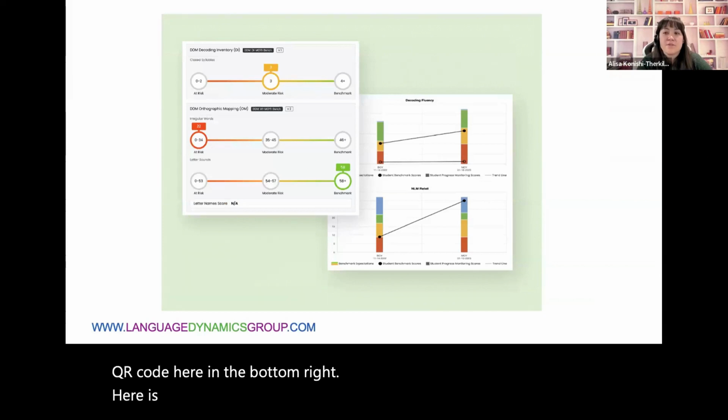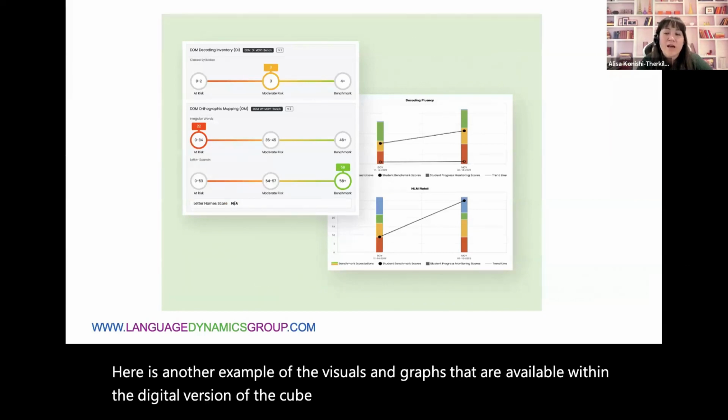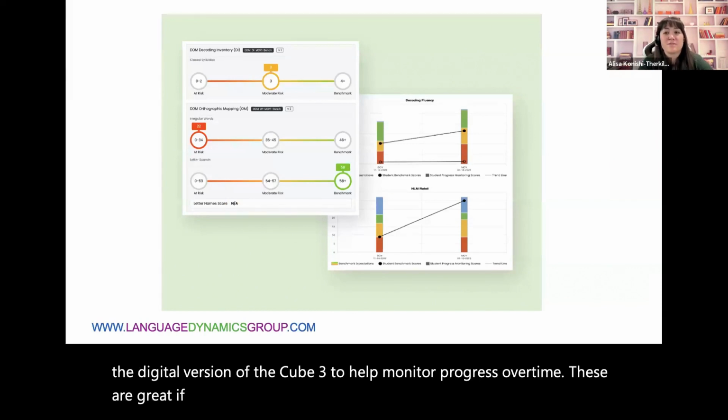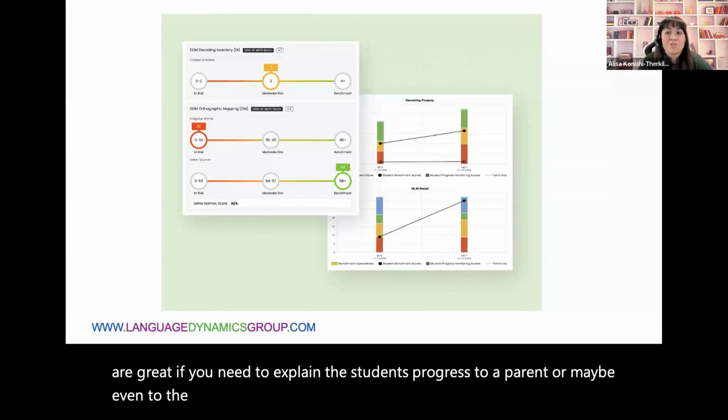Here's another example of the visuals and graphs that are available within the digital version of the Cubed 3 to help monitor progress over time. These are great if you need to explain the student's progress to a parent or maybe even to the student. It's just such a great way to visualize the data.